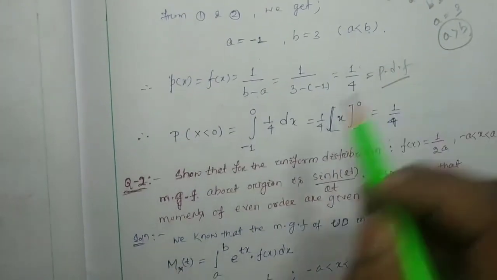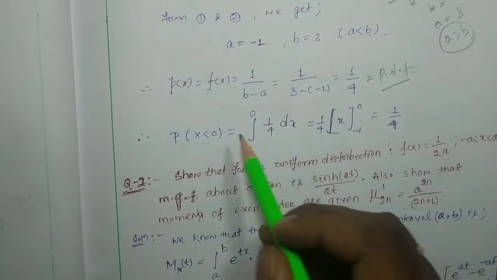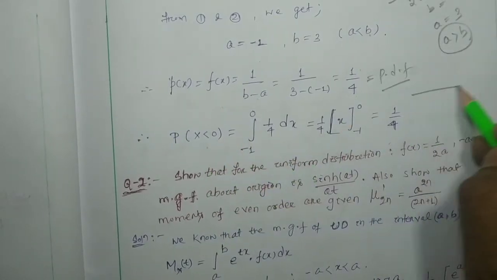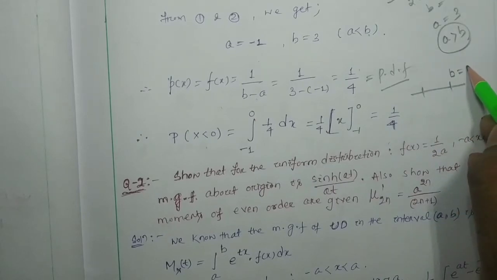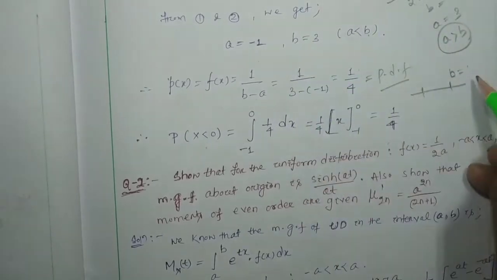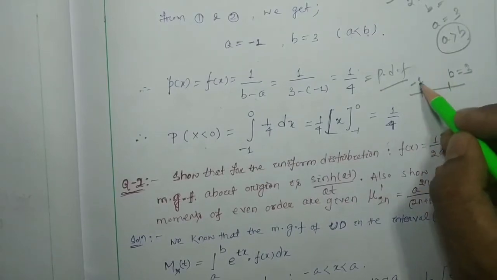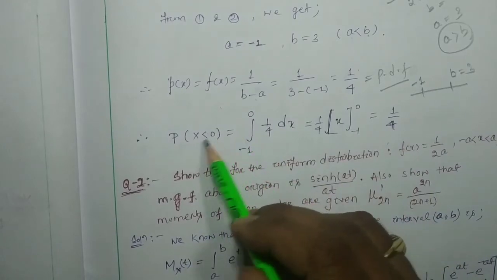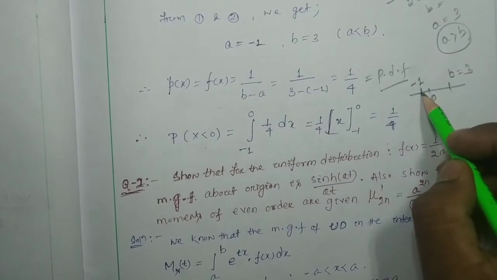Now the probability X less than 0 will be how much? Less than 0 means, you can see the maximum limit b equal to 3, and the minimum limit is -1. So we are going to consider below 0. So 0 will be here somewhere. So below 0 means it will move up to -1.